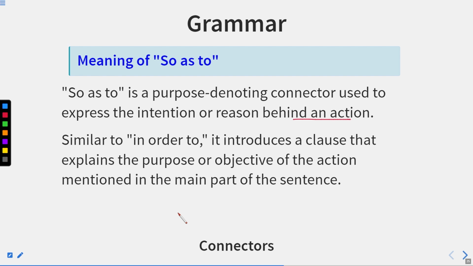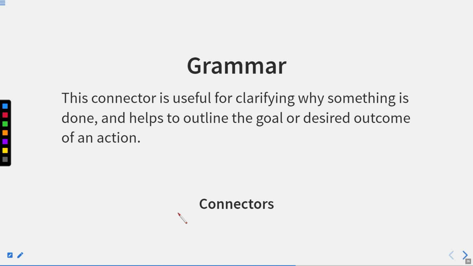It introduces a clause that explains the purpose or objective of the action mentioned in the main part of the sentence. This connector is useful for clarifying why something is done and helps to outline the goal or desired outcome of the action.